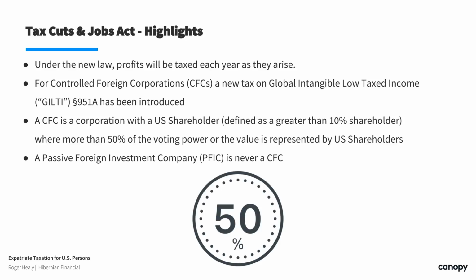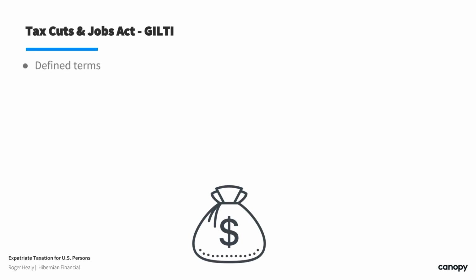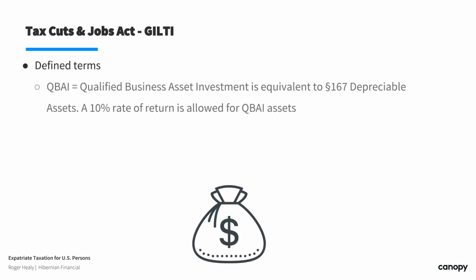A closer look at GILTI. Some of the defined terms. QBAI, Qualified Business Asset Investment. This is equivalent to a Section 167 depreciable asset. And under GILTI, a 10% rate of return is allowed for QBAI assets.